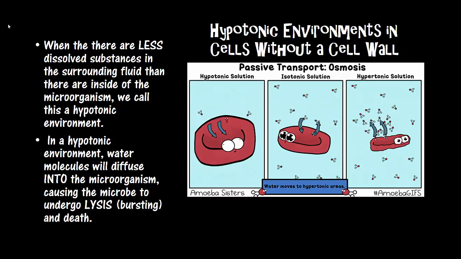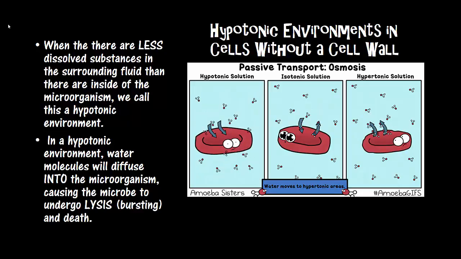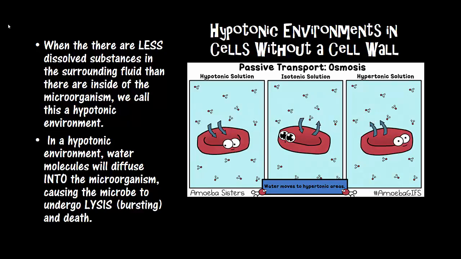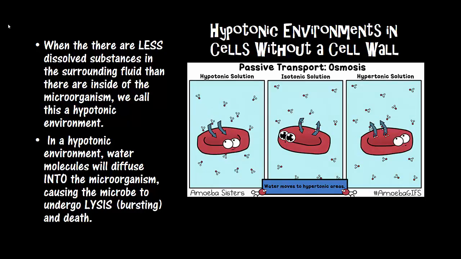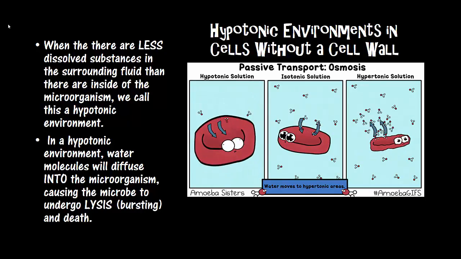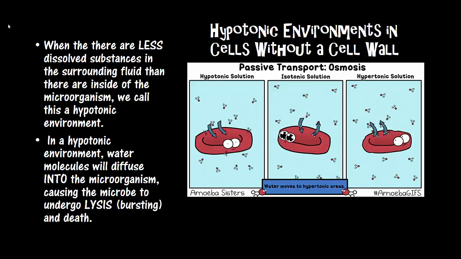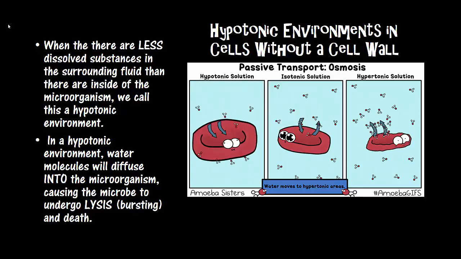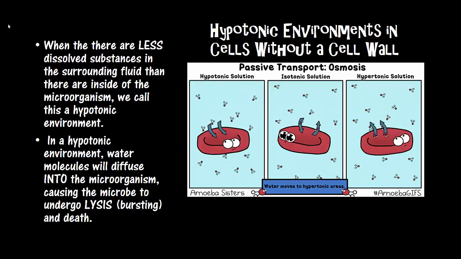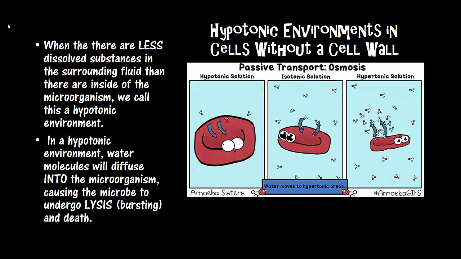When there are fewer dissolved substances in the surrounding fluid than there are inside of the microorganism, we call this a hypotonic environment. In a hypotonic environment, water molecules will diffuse into the microorganism, causing the microbe to undergo lysis or bursting, and, of course, death.